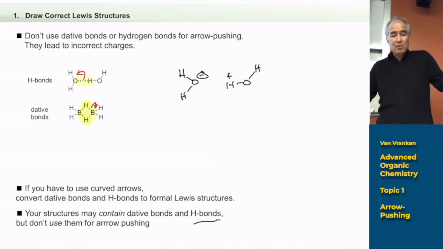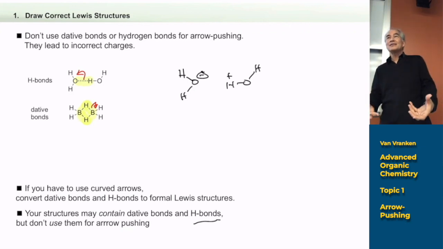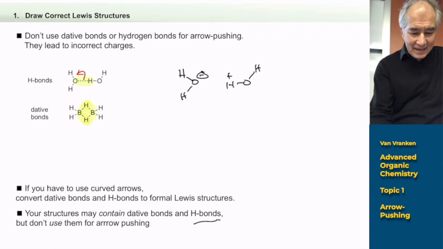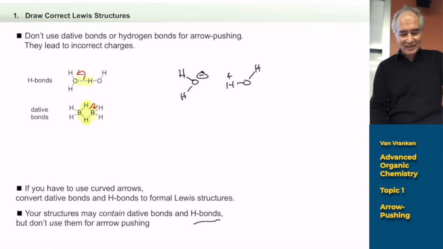When you buy borane from a supplier, it comes as this dimer. That's the way it looks. But we can't use this dative representation for arrow pushing. Whoops, I've got that arrow going to boron. That's insane. Actually, there's nothing sane I can do here with these arrows. If I break it here and take the electrons away from H, then I'm going to have a negative charge on boron. Nothing I do there is going to give me correct charges. The product will have incorrect charges.